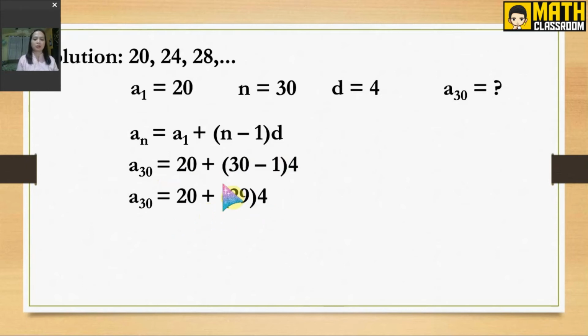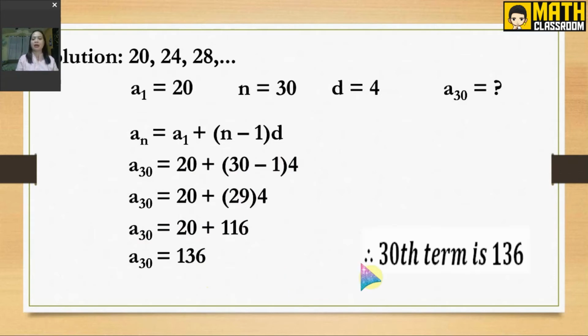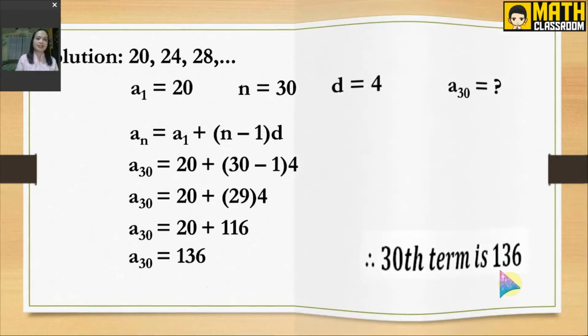Then, we're going to multiply 29 times 4. So we have a sub 30 is equal to 20 plus 116. Combine these terms, so we have a sub 30 is equal to 136. Therefore, our 30th term is 136. Next sample problem.